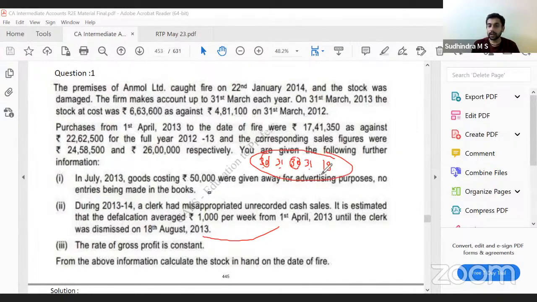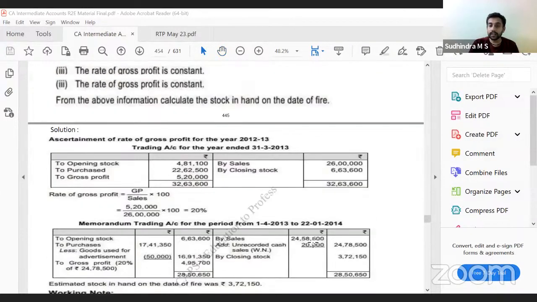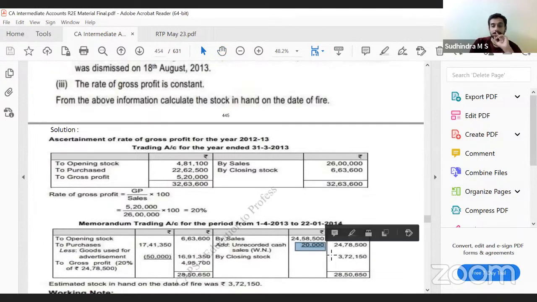So 7 weeks. 122 plus 18 is 140. Correct? 140 divided by 7 is 20. 20 weeks. 20 weeks into 1000 is 20,000. And therefore 20,000 would be added. Is that clear? Yes.